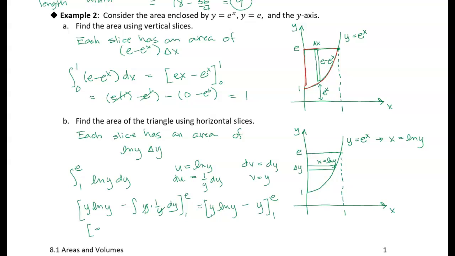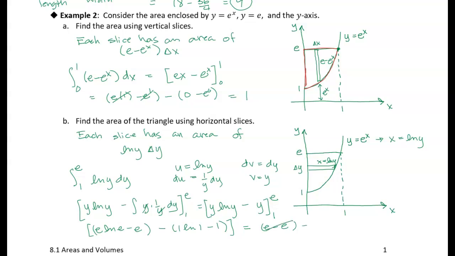So we have e natural log of e, minus e, and minus, I'm going to evaluate it at 1. We get 1 natural log of 1 minus 1. Natural log of e is 1. So e times natural log of e is just e. So we have e minus e right here, and that just becomes 0.